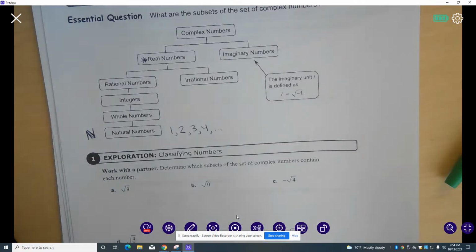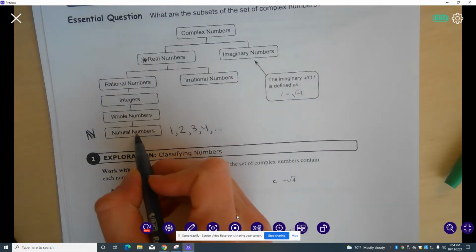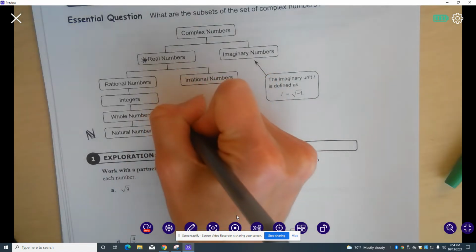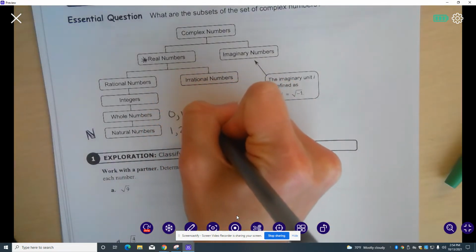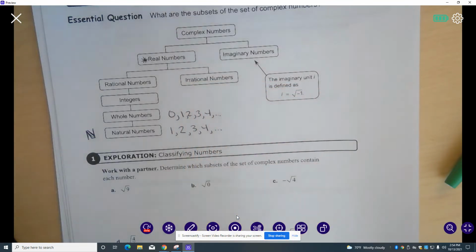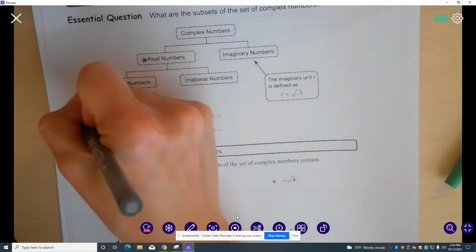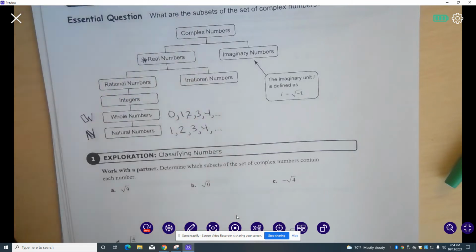Whole numbers, those are your natural numbers, but it includes 0. So 0, 1, 2, 3, 4, and so on. For whole numbers, you can use an uppercase W for the set of whole numbers.